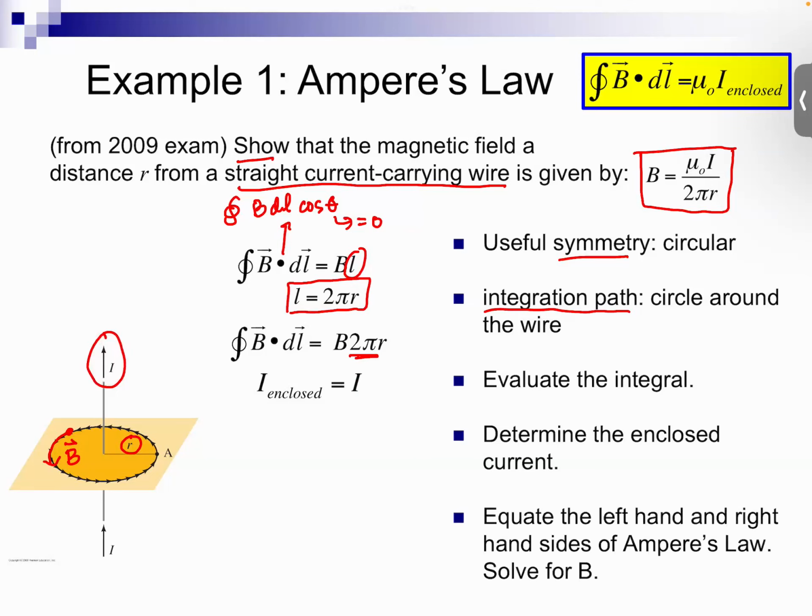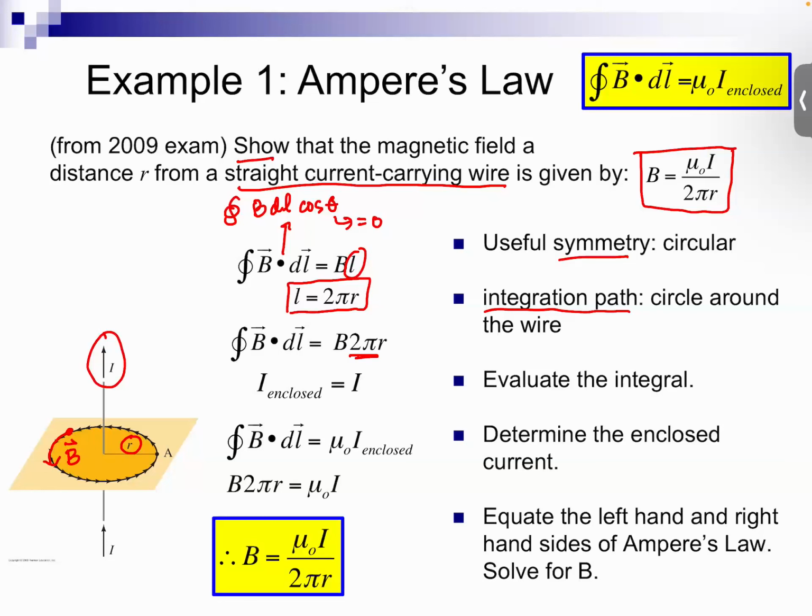And hence just equate now the left-hand side of Ampere's law to the right-hand side of Ampere's law. Okay. Left-hand side is the integral part. You evaluated that as B times 2 pi r. And the right-hand side is mu naught times the current inside the integration path, which is determined to be I. So you have mu naught I. So it's just now a matter of rearranging to find that the magnetic field is equal to mu naught times I divided by 2 pi r.